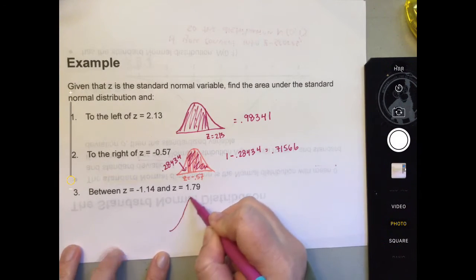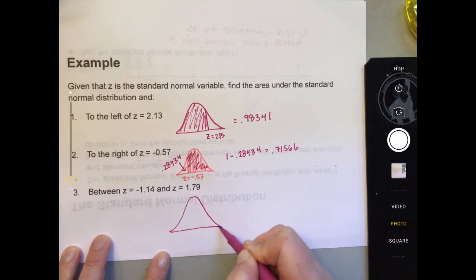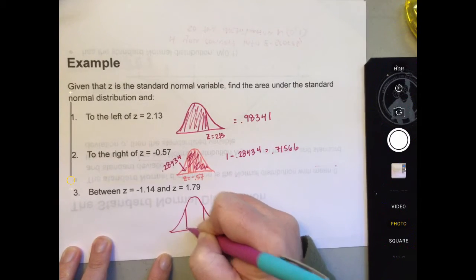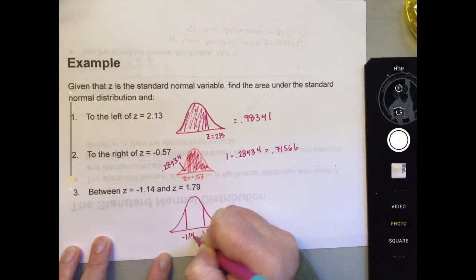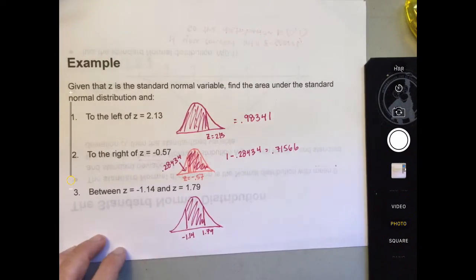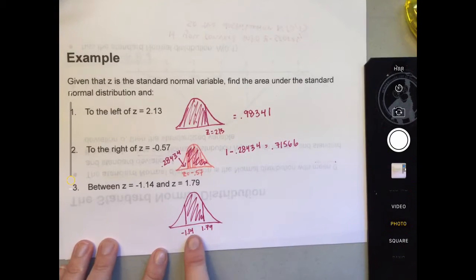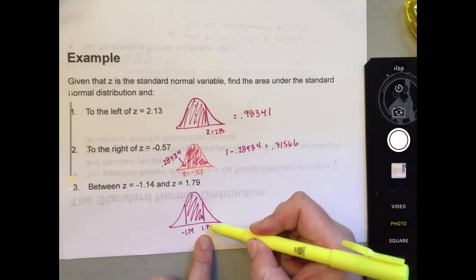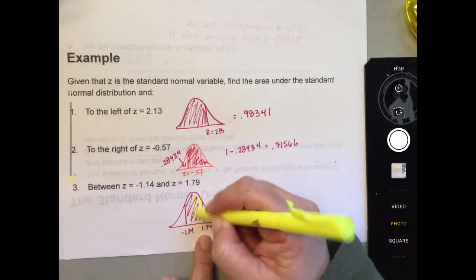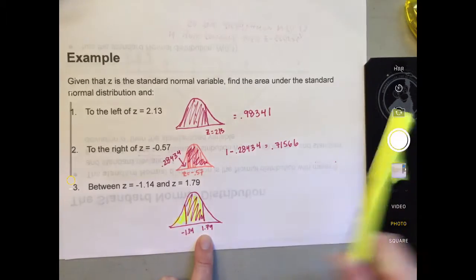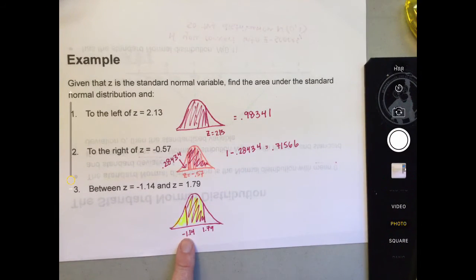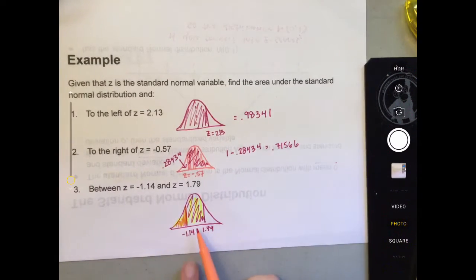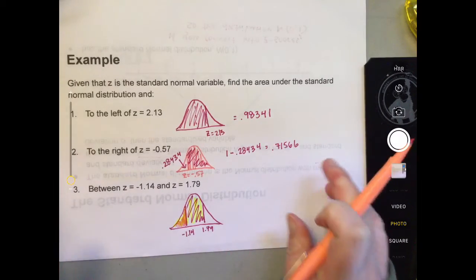So let's go to the very last possibility, and that's to find the area in between two z-scores. So let me draw my density curve. We have a positive z-score. I'm just going to draw it right here, 1.79. And then we have a negative z-score. And I'm trying to find the area in between the two. Well, what you're going to do is find the area to the left of both of these and then subtract it. Because if I found the area to the left of 1.79, that would be all of this in yellow. And then if I found the area to the left of negative 1.14, then I would just subtract this part in orange, giving me the area in between both z-scores.